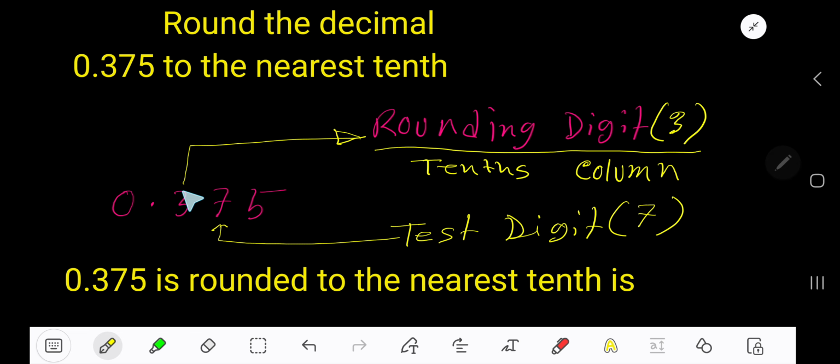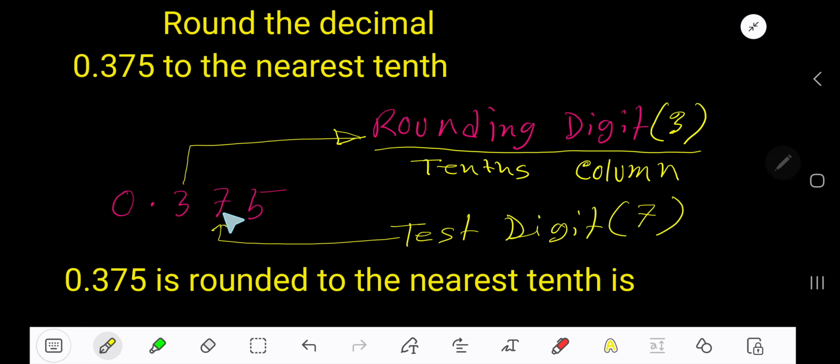So here the rounding digit will be situated in this column, that is the tenths column, and the digit after the rounding digit will be called the test digit. So this digit is the test digit, and the test digit will be next to the rounding digit. This is the tenths column, this is the hundredths column.